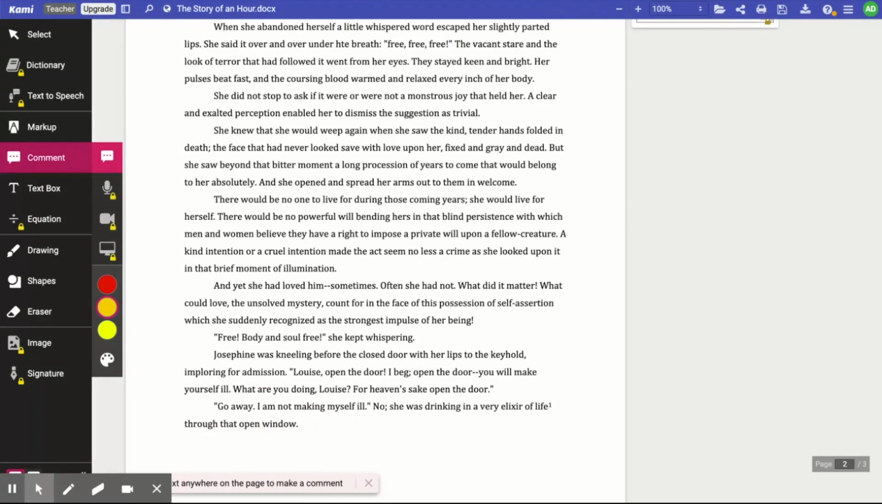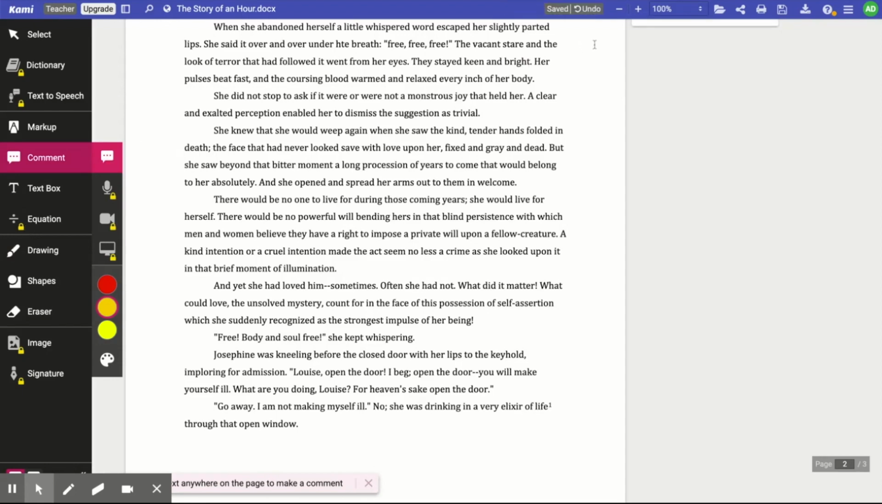When she abandoned herself, a little whispered word escaped from her slightly parted lips. It said over and over under her breath, "Free, free, free." The vacant stare and the look of terror that had followed it went from her eyes. They stayed keen and bright. Her pulses beat fast, and the coursing blood warmed and relaxed every inch of her body.